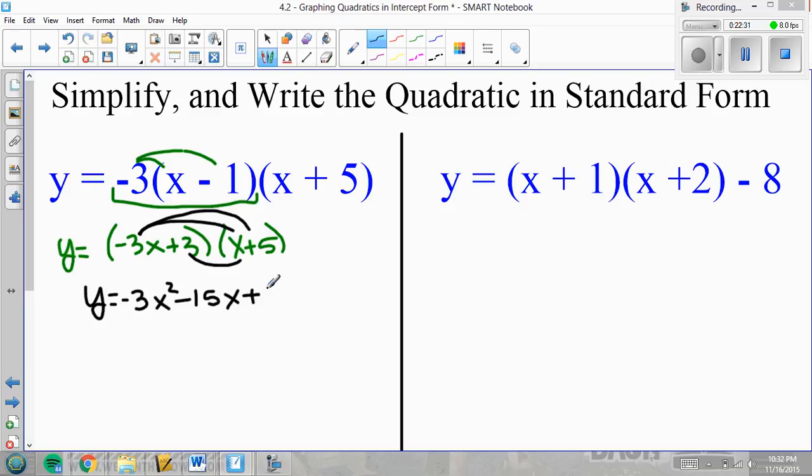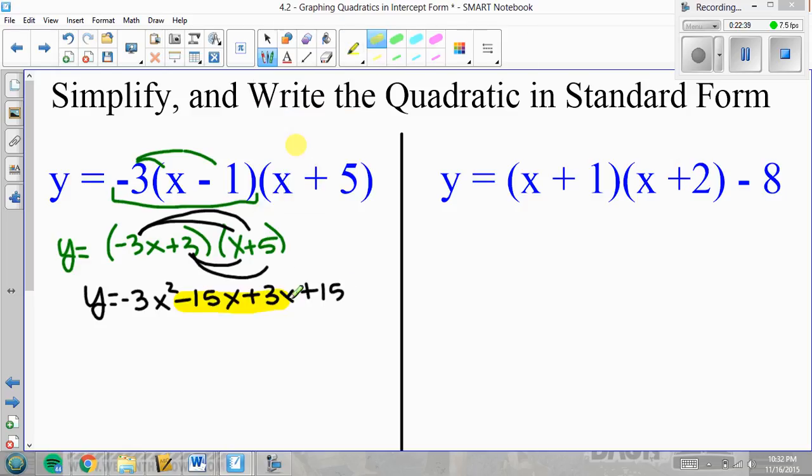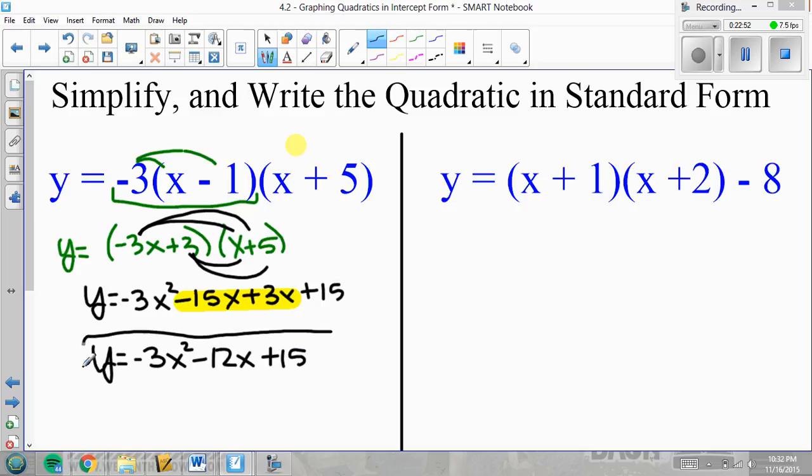3 times x plus 3x. And 3 times 5, 15. And now, just like before, we are simplifying or combining like terms. So y equals negative 3x squared. If I add these together, I get minus 12x plus 15.